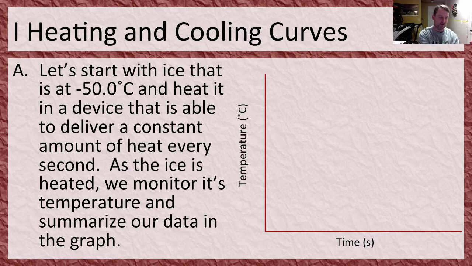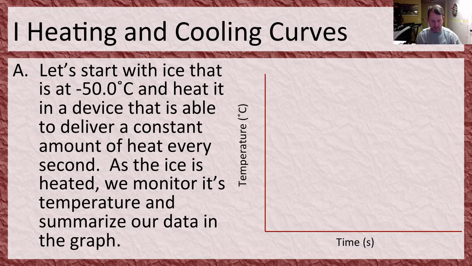You take it from negative 50 degrees Celsius and you just heat it. And the whole time you monitor its temperature. So you take the temperature a few times a second all the way through the entire thing. You may have done something like this in first year chemistry with a container of ice on a hot plate and just heated it up.